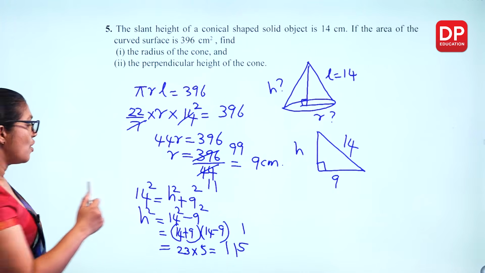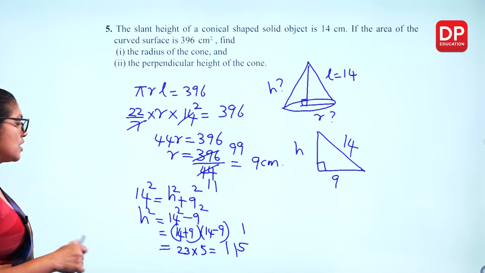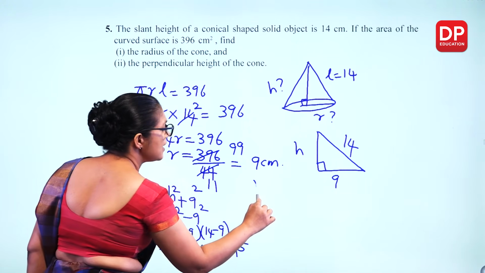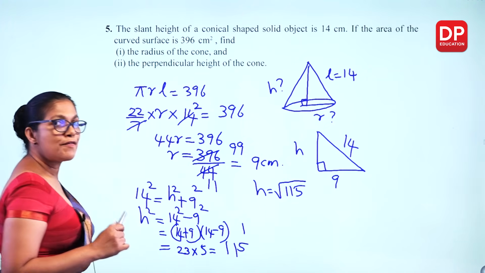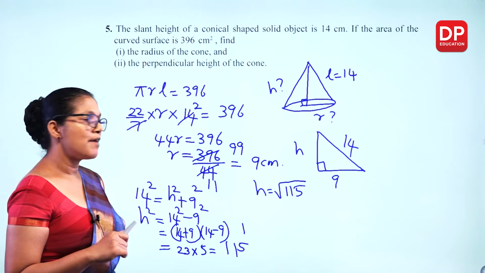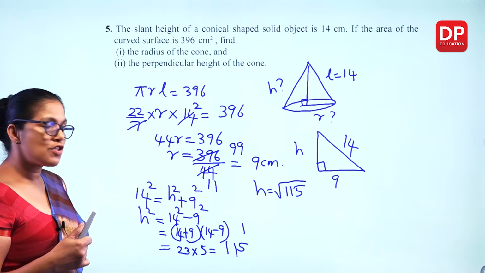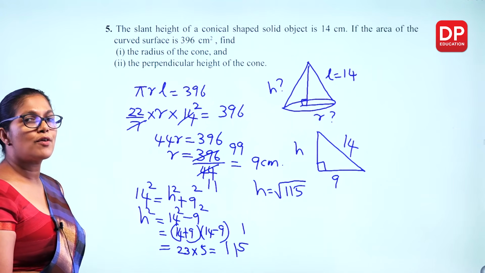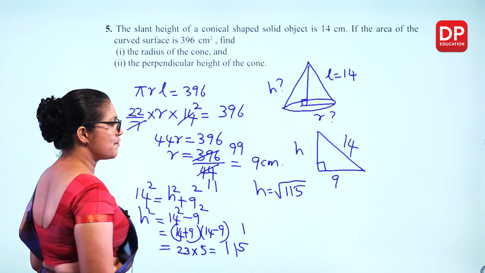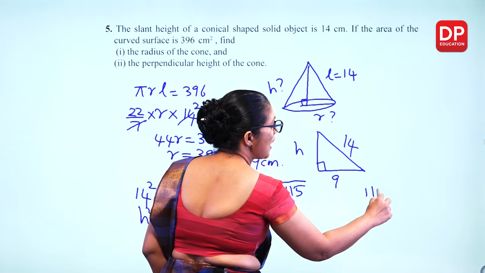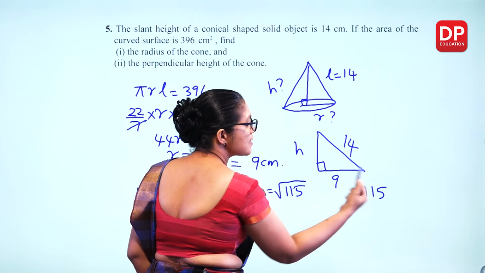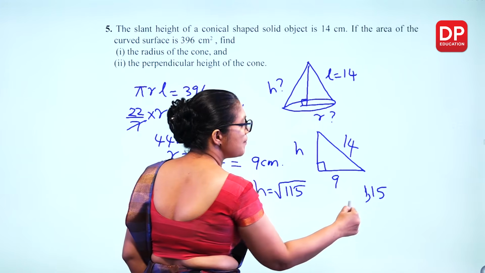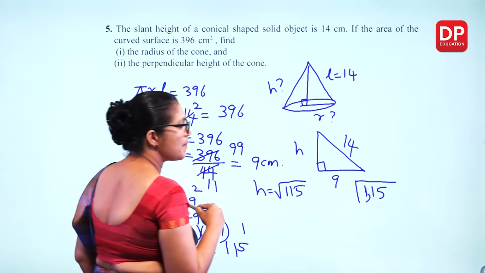115. So how can we find out h? So you need to find out the square root of 115. So the square root of 115, again using the division method, you can find out. So how can you find it? Pair up the numbers starting from the right hand side and then use the division method.